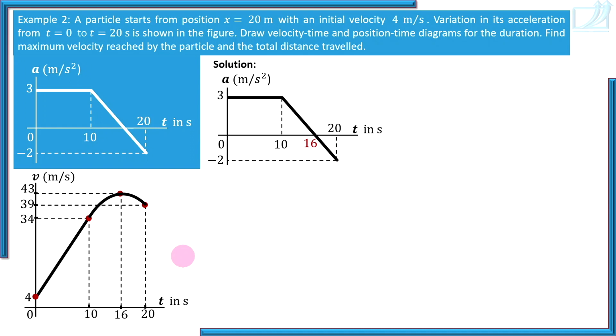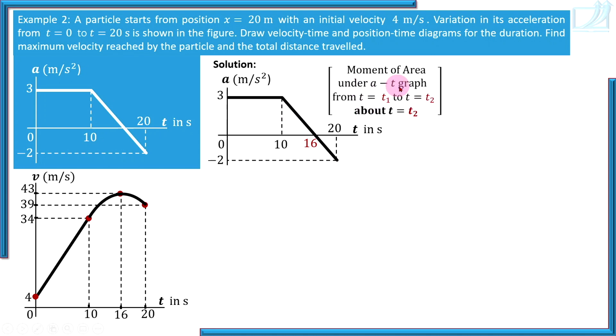Now let's proceed for XT diagram. Now AT diagram is given. Tell me how we can relate AT diagram with position. So it is moment of area under AT diagram. So what is that exact formula? Moment of area under AT graph from T1 to T2, and this moment is about T2, plus initial velocity into duration. This gives you change in position.